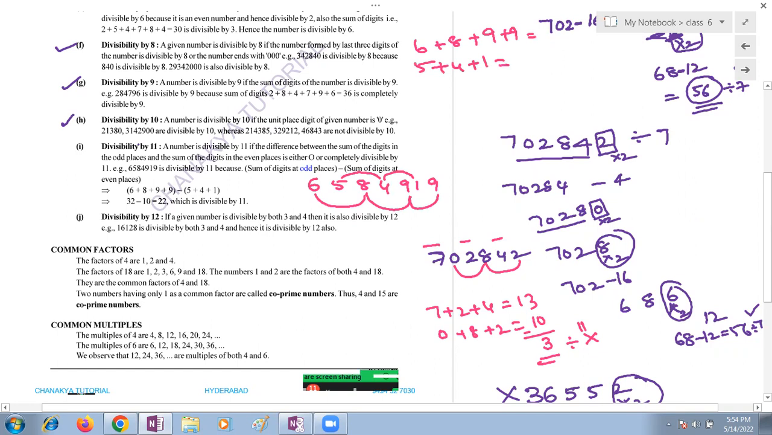What is the sum here? 9 plus 9, 18, ma'am. 18 plus 8, 26. 26 plus 6, 32, Nana. Here down, 5 plus 4 plus 1 is 10, ma'am. 32 minus 10 is 22. Is 22 divisible in the 11 table, yes or no? 11 twos are 22. Yes, ma'am.